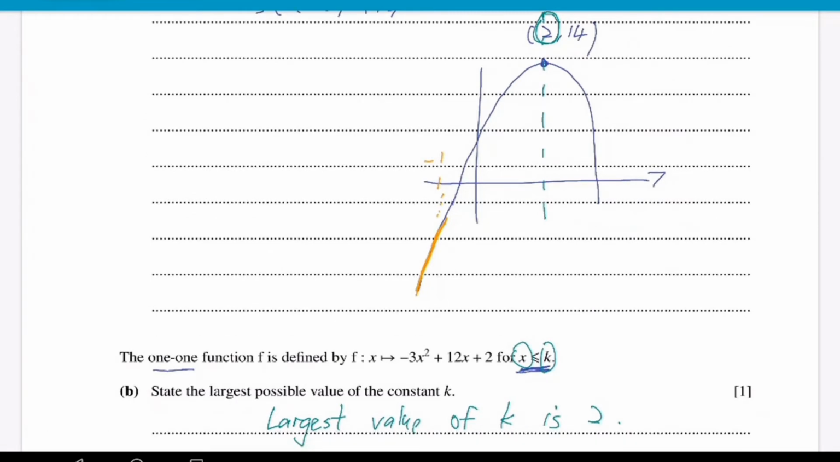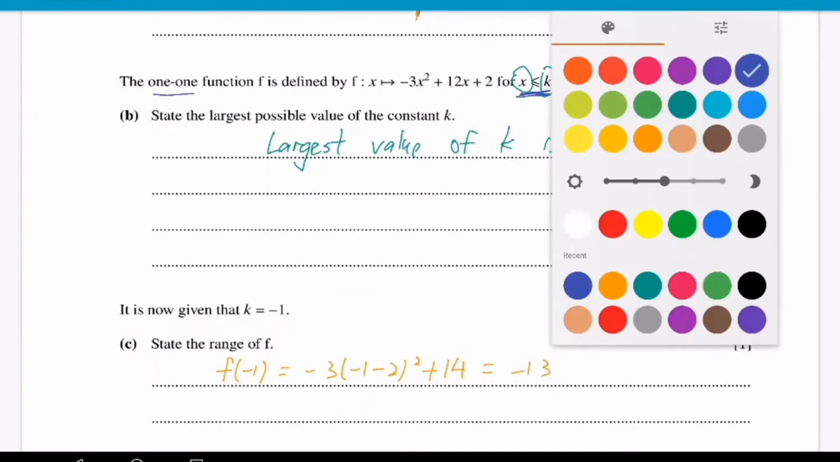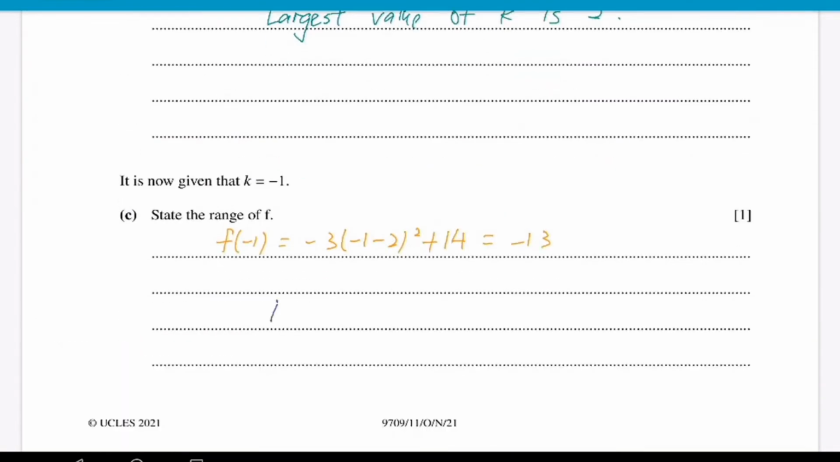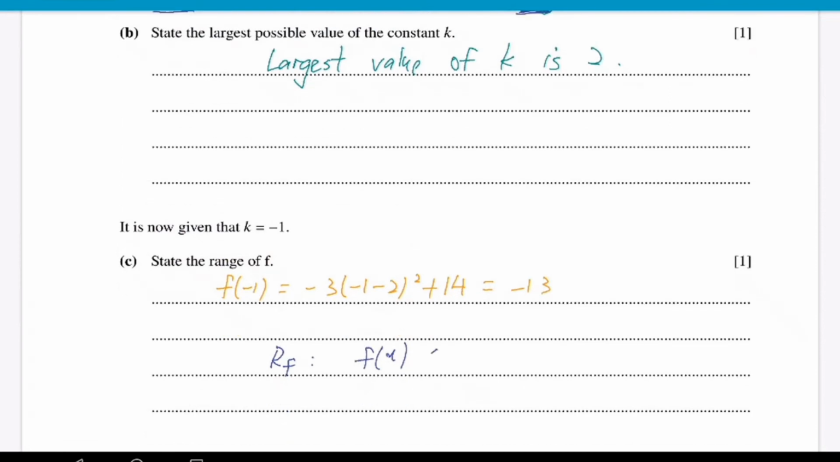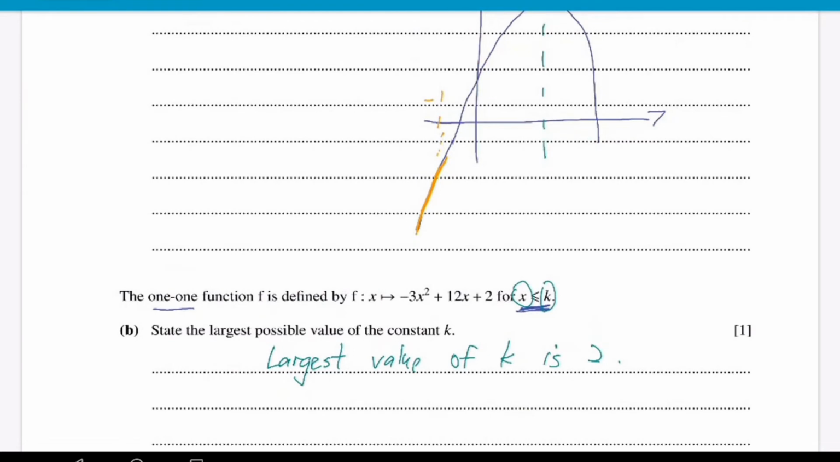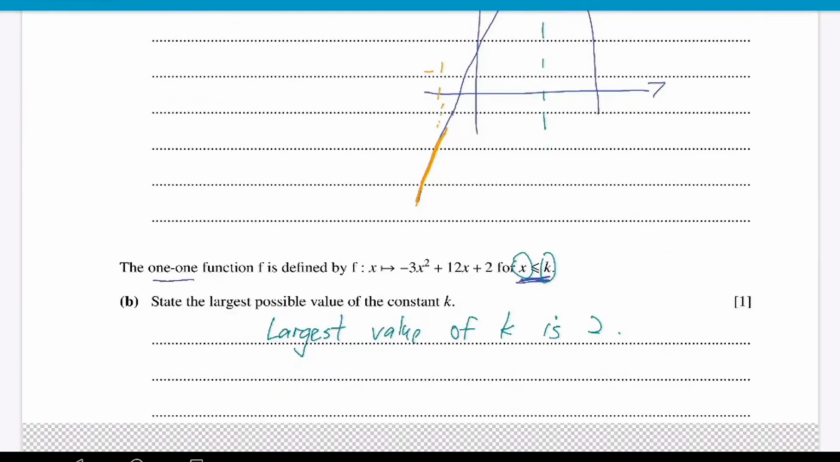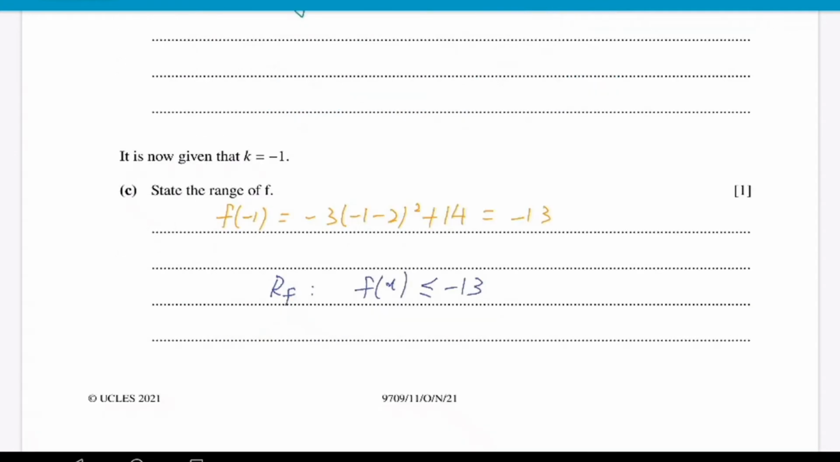So the range of the graph f here is f(x) less than or equal to -13, based on what we actually have in this part of the curve here. If we can sketch out the graph, that would be the most helpful thing we could do. With that, you can identify the range very easily here.